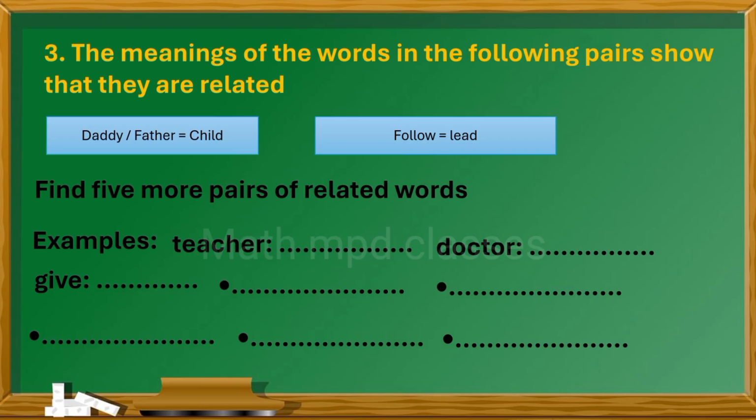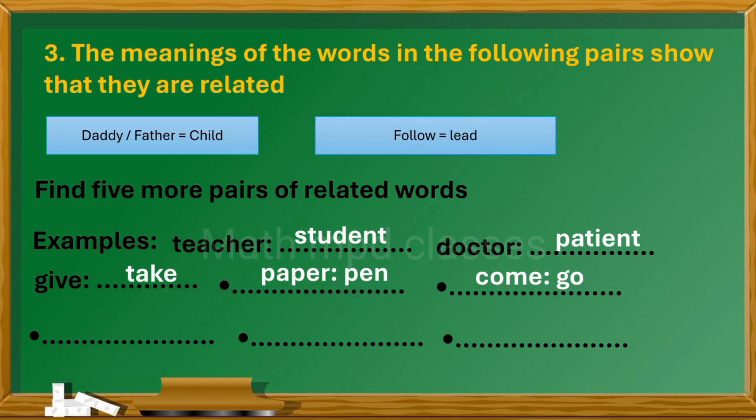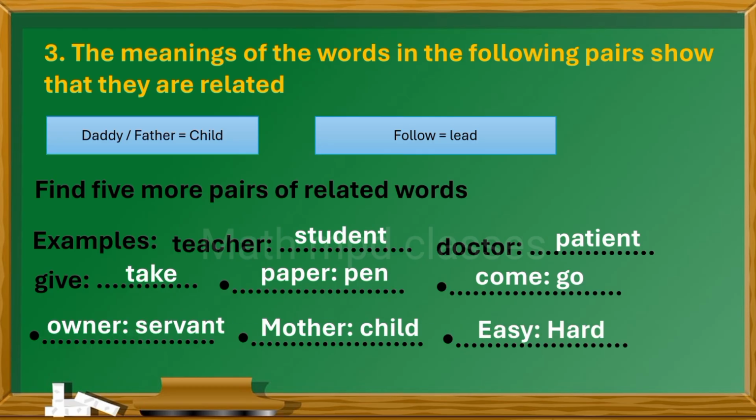अभी यहाँ पे इस क्वेश्चन में क्या राइट डाउन करना है, जो वर्ड दिया गया है उससे रिलेटेड वर्ड हमें राइट डाउन करने हैं. फॉर एग्जाम्पल, टीचर, स्टूडेंट, डॉक्टर, पेशेंट, गिव, टेक, पेपर, पेन, कम, गो. नेक्स्ट, ओनर, सर्वेंट, मदर, चाइल्ड, easy, hard. Next question.